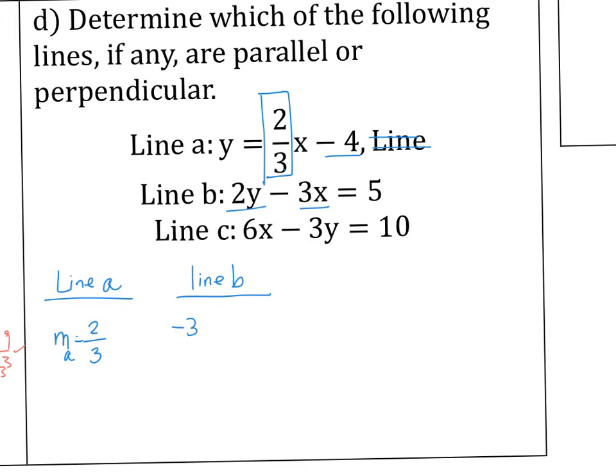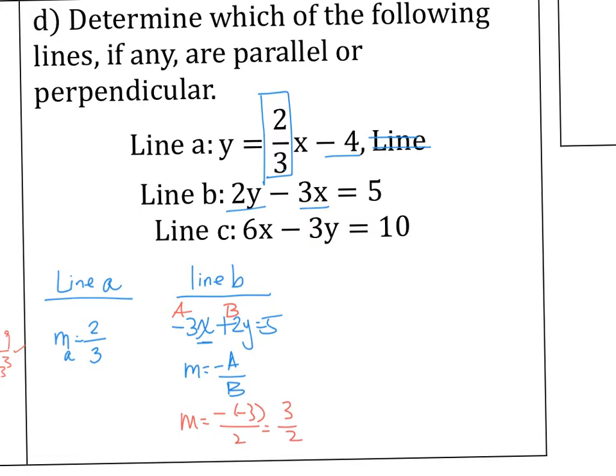For line B, we need to rearrange the terms a little bit so that it's in standard form: negative 3x, with the x variable in front, plus 2y equals 5. In this case, we can use the slope equals negative a over b formula. So your a value will be negative 3 and your b value will be positive 2. So slope will be negative 3 over positive 2, which is 3 over 2.